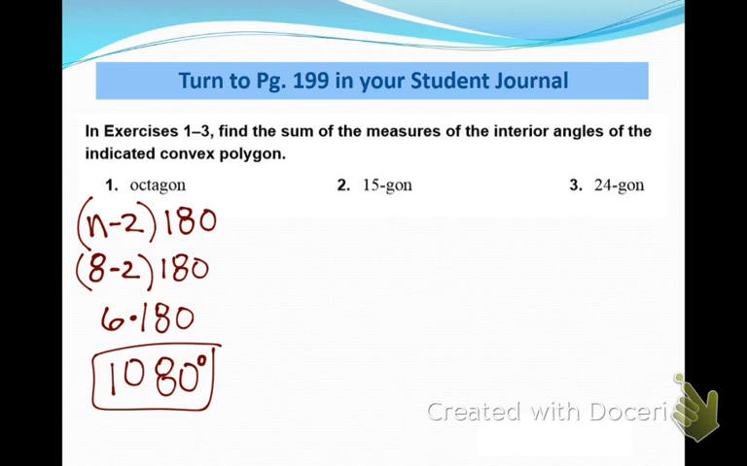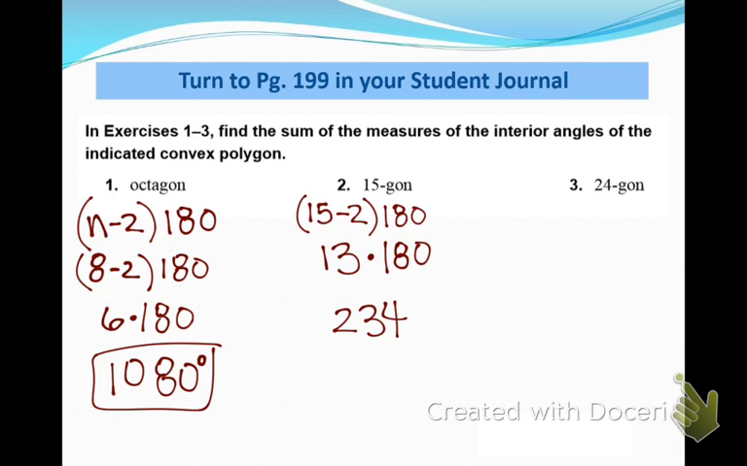It's intense. Number 2, the 15-gon. So how many sides are there? 15. So for n, you write 15 minus 2 times 180. So 15 minus 2 is? 13. It's okay. You just got back. 13 times 180 is? 2340. Good job. 2340 degrees.